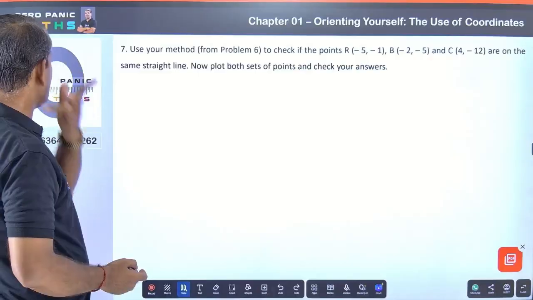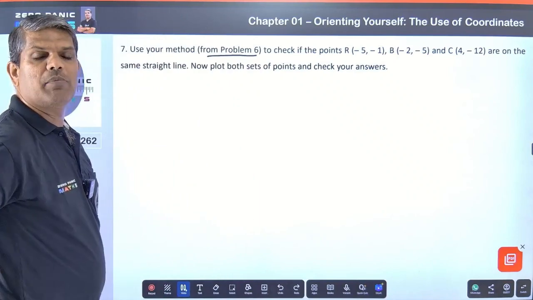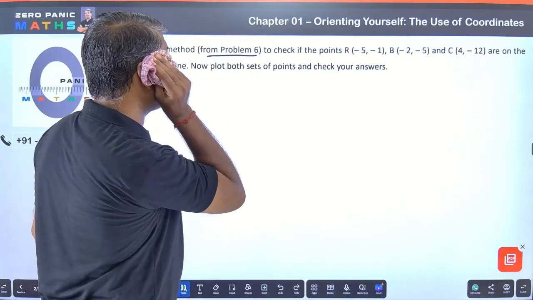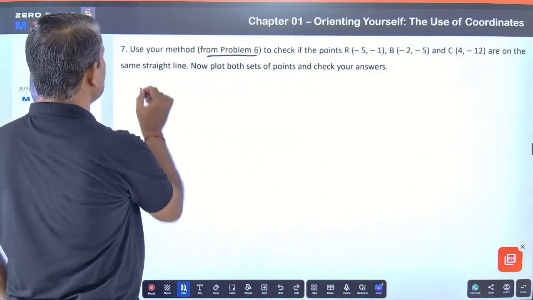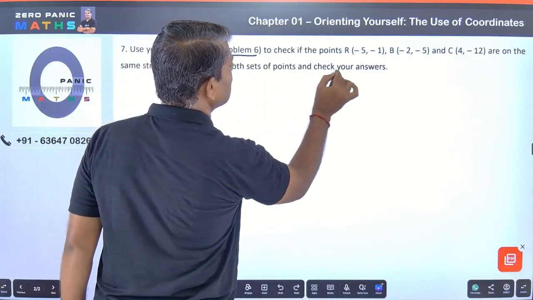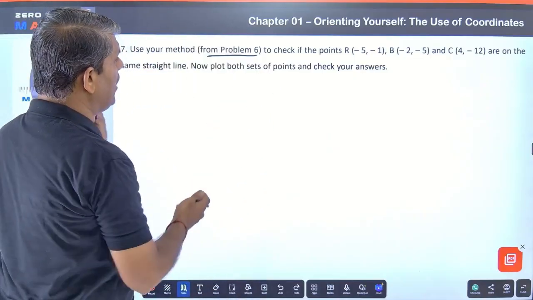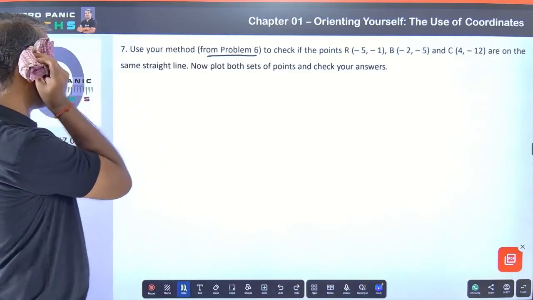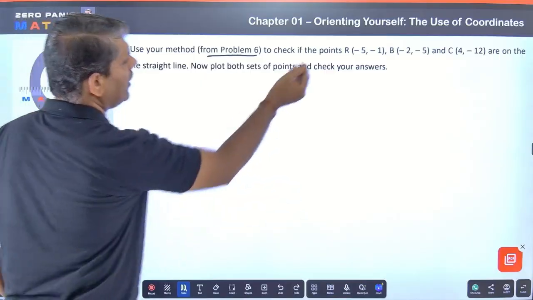Now the next problem is also based on the same idea. Use your method from problem 6. In problem 6 we used the method of finding the slope. So the same thing we need to use here to check if the points R, B and C, whose coordinates they have given, are on the same straight line. Then plot both sets of points and check your answers. Finally they are asking us to plot this and check the answers for verification. Let us first find that out.